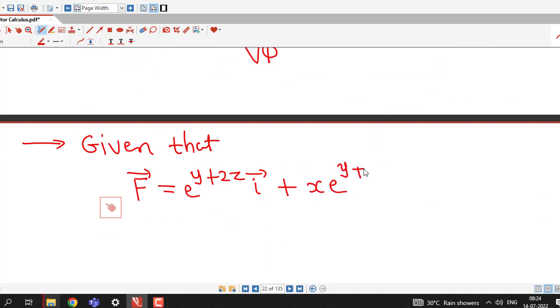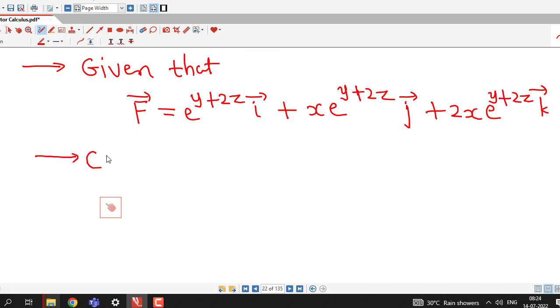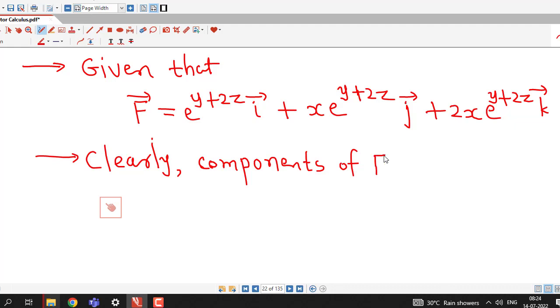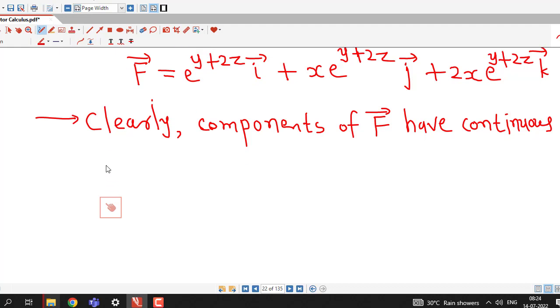x times e raised to y plus 2z j plus 2x times e raised to y plus 2z times k. And we will write directly that clearly the components of f, we are writing that continuity condition, clearly components of given vector field f bar have continuous first order partial derivatives. So that condition is automatically satisfied.